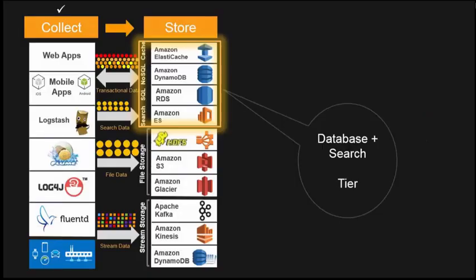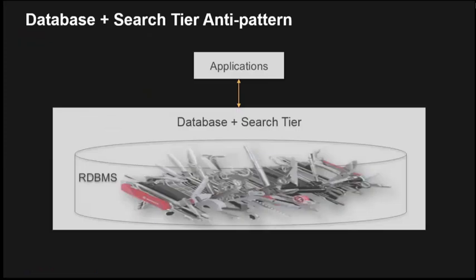So now let's look at the database and search. This is an anti-pattern for building your big data database subsystem on AWS: putting everything in a relational database system. I use the Swiss Army knife because it's an interesting analogy. This is actually a Swiss Army knife. If you look for that on Amazon.com, it used to cost about $800.